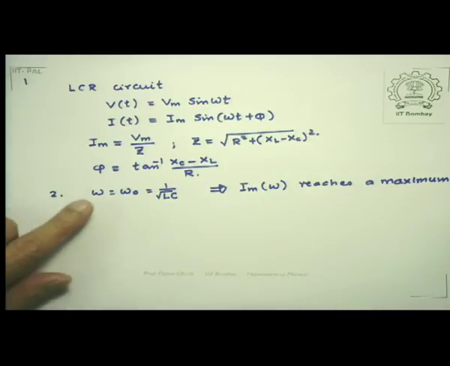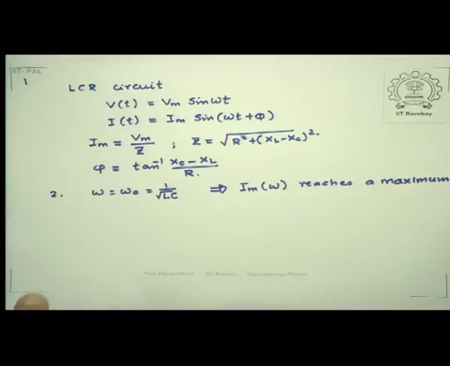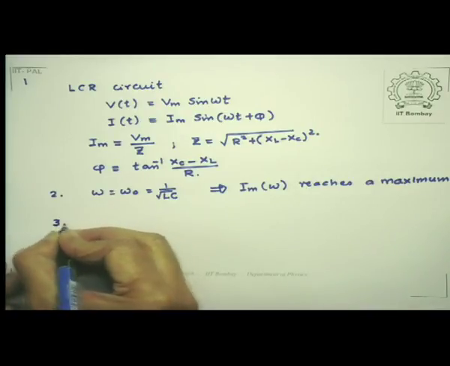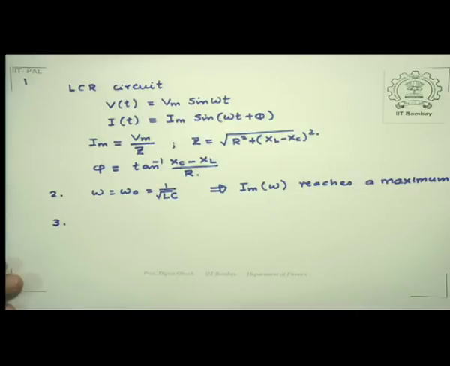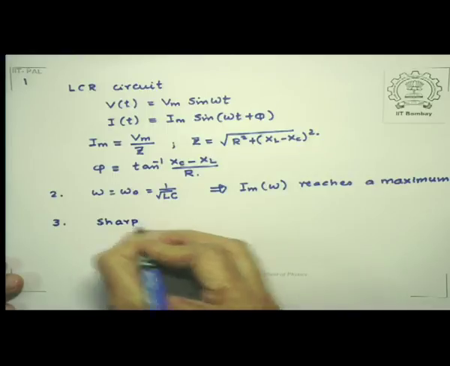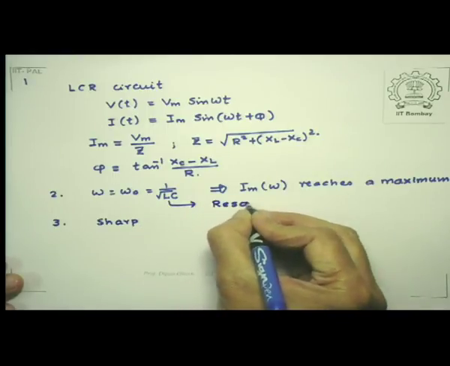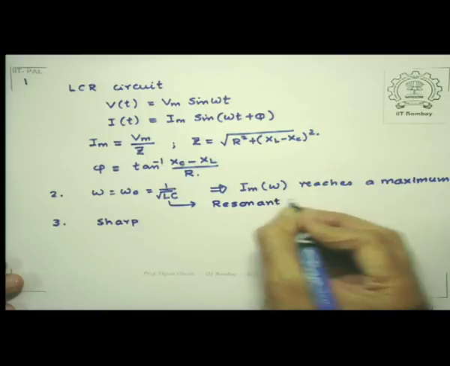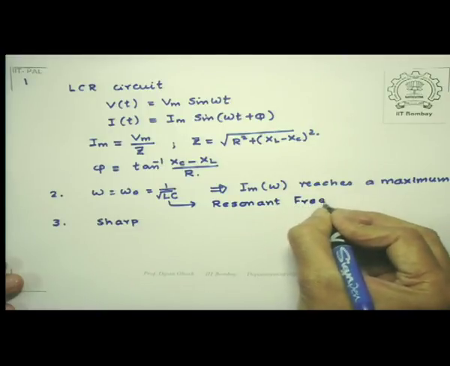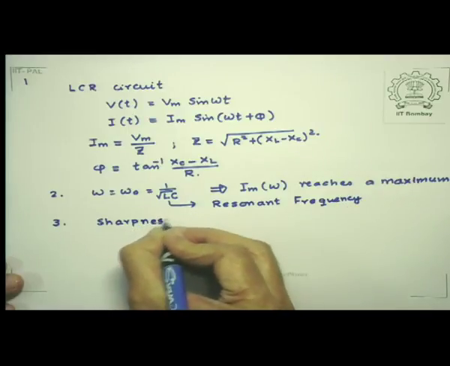Of course, this is the angular frequency, and the corresponding linear frequency is related to this by division by 2 pi. Having done that, we discussed what is known as the sharpness of resonance. So this was resonant frequency. Sharpness of resonance.